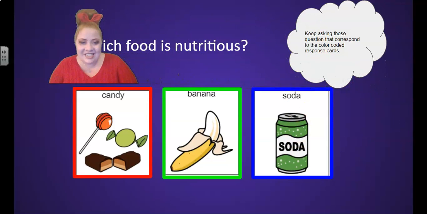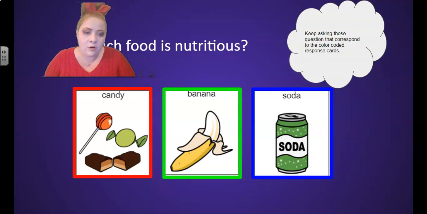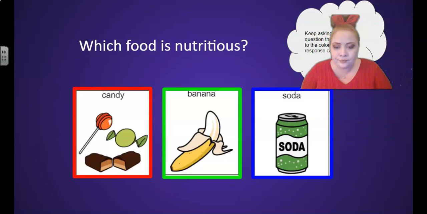Another check for understanding. You're going to keep asking these questions. Oh, let me review this with you too. Okay, so one option that I think would be great for asking questions for our kids at home to get them engaged is using some kind of color-coded card response.